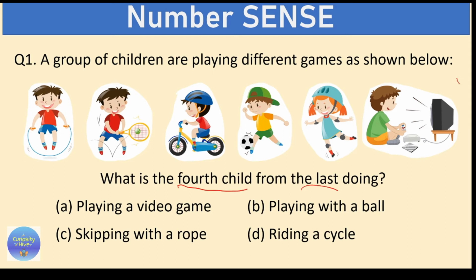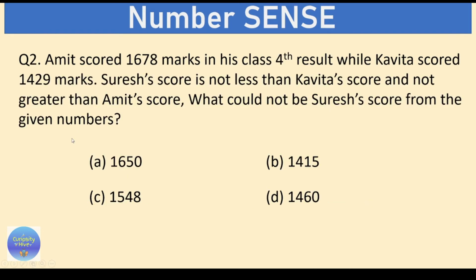So last is here. Let's count from here towards the left hand side, the fourth position. This is first, this is second, this is third, and this is fourth. So this is what we are looking for. That means this child is riding a bicycle, which is our option D, which is the right answer. Let's see what the question 2 has for us.